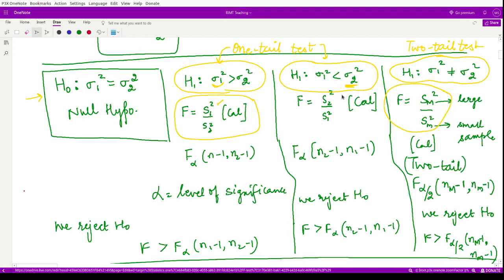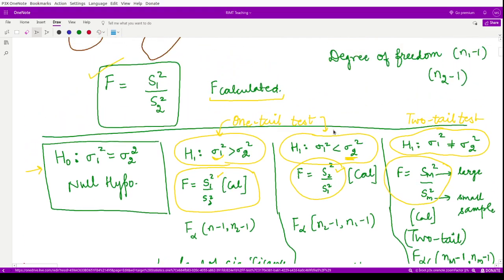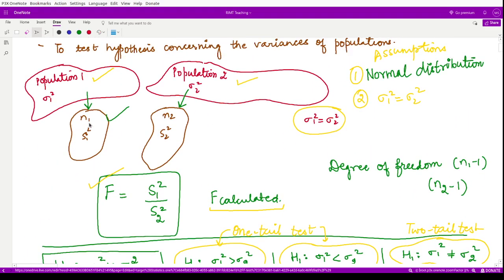So always we write in the numerator the larger variance, and in the denominator we write the smaller variance. And for the degrees of freedom, whenever the sample size is n1, your degree of freedom is n1 minus 1. Whenever the sample size is n2, it would be n2 minus 1. So here we would have 2 degrees of freedom.